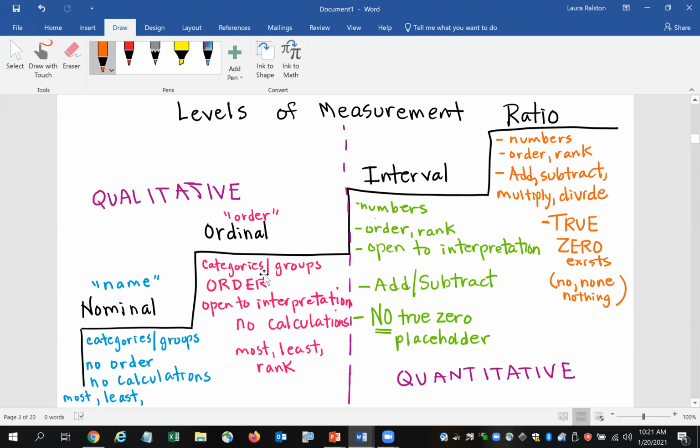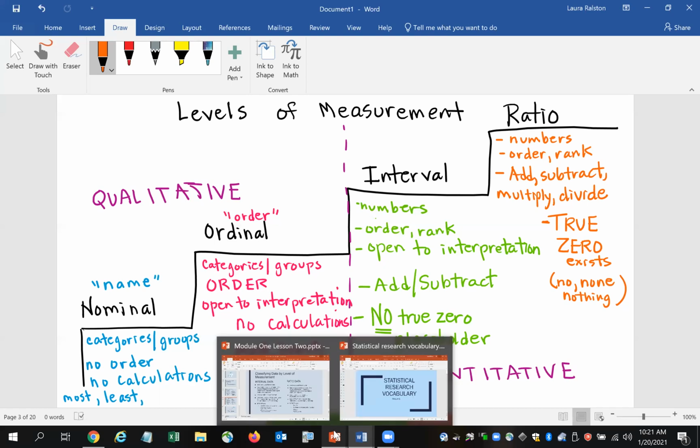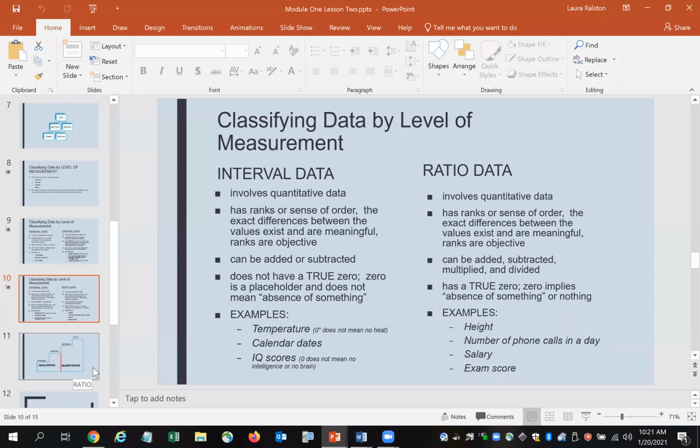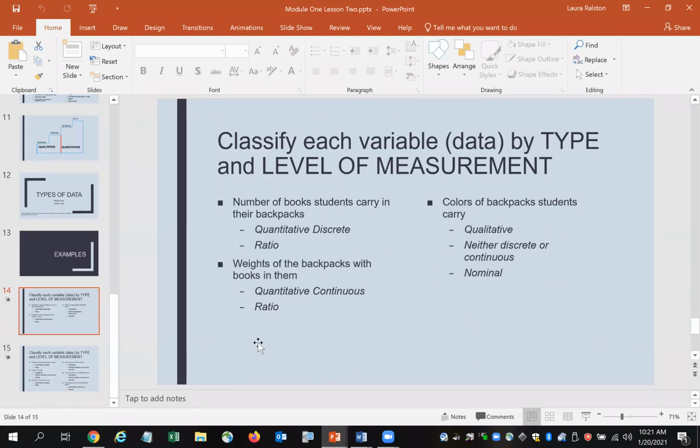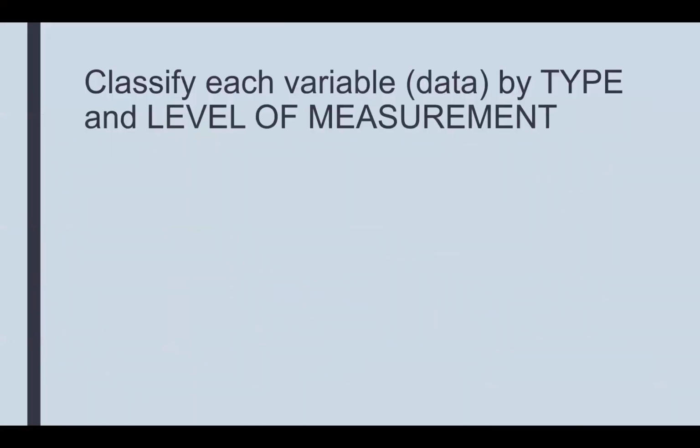Now, I want to take a look at some examples. Again, it's not that you've got to reiterate all this stuff to me or draw this diagram again, but you've got to be able to apply it to a particular scenario. Okay, so let's look at some examples, which, if you're looking at the PowerPoint, you have the answers. You've got to be able to do this like on your homework.